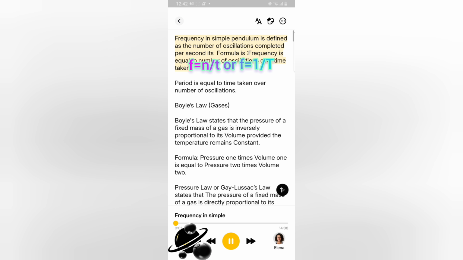Frequency in a simple pendulum is defined as the number of oscillations completed per second. Its formula is frequency is equal to number of oscillations over time taken. Period is equal to time taken over number of oscillations.